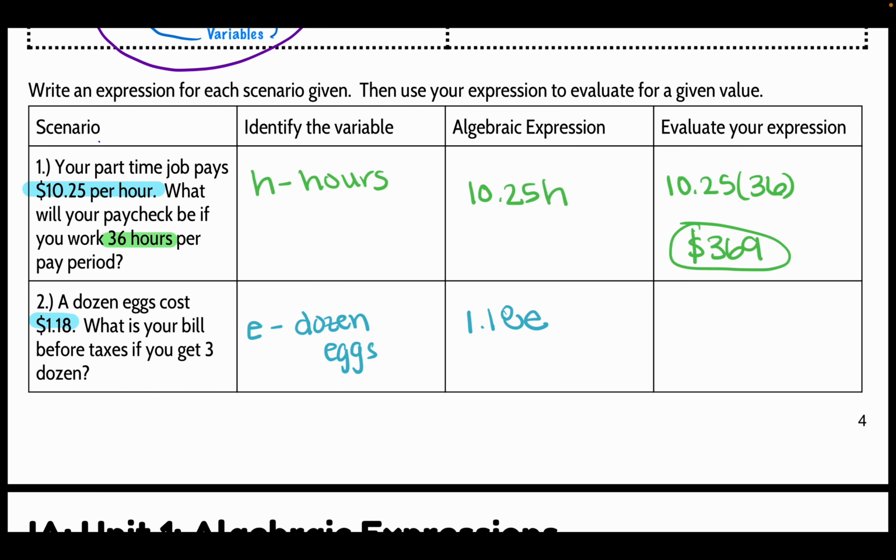Now we're going to evaluate. So we bought 3 dozen eggs. So we're going to plug in 3 for our E. So it's $1.18 times 3. So 1.18 times 3, we get $3.54 for our answer. That's how much you're spending at the store.